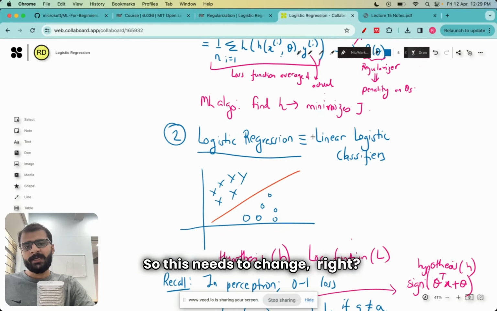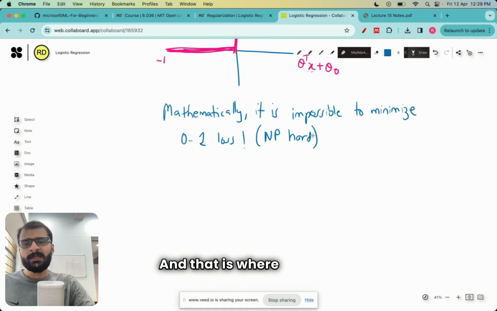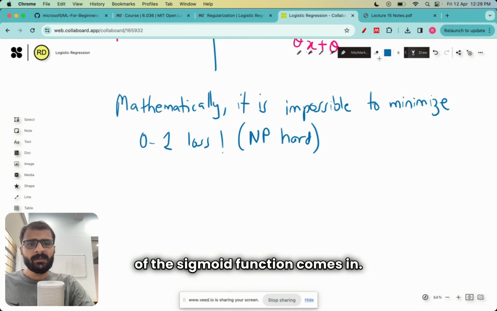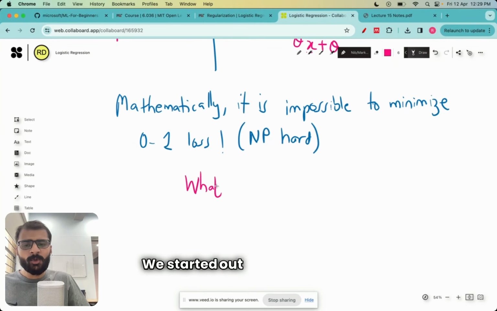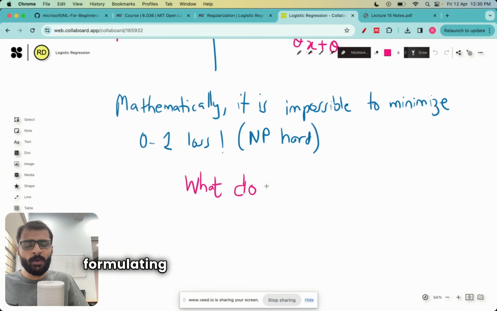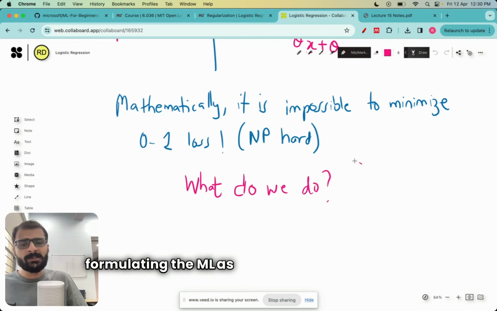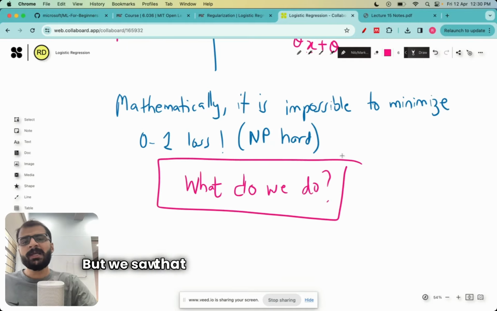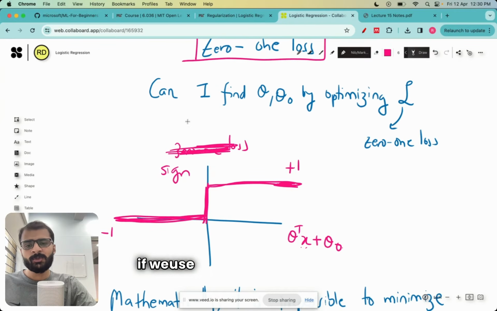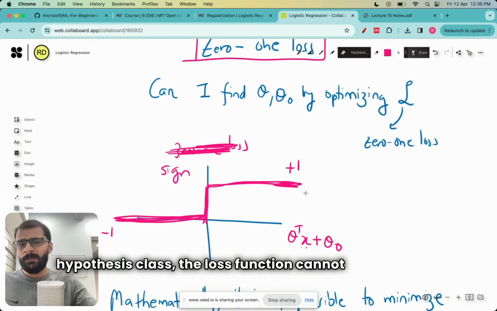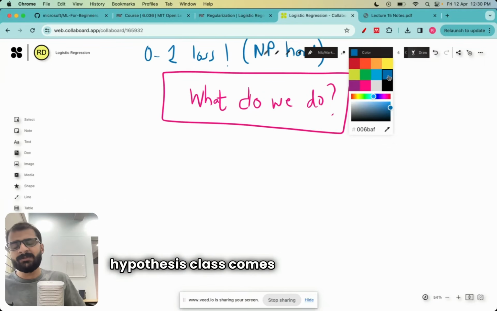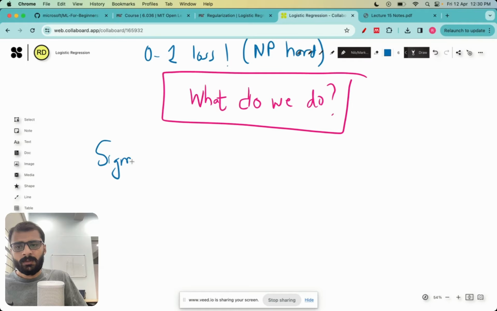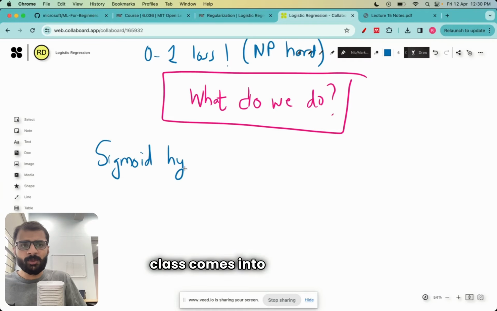So this needs to change, right? And that is where the idea of the sigmoid function comes in. What do we do? We started out with the idea of formulating ML as an optimization problem, but we saw that if we use the sign function as the hypothesis class, the loss function cannot be optimized. So this is where the sigmoid hypothesis class comes into the picture.